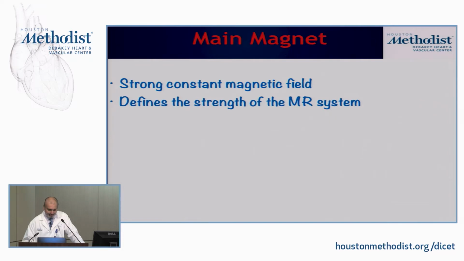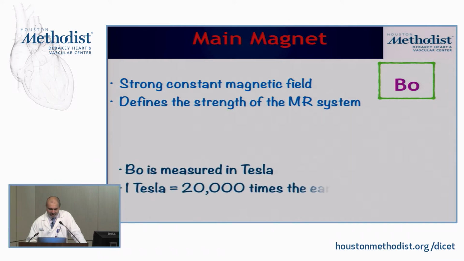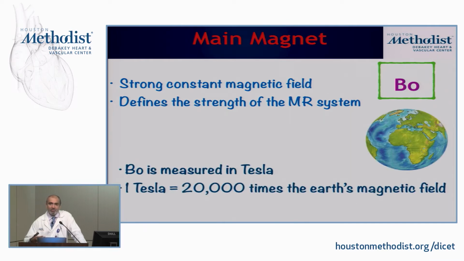Okay, so let's go back now to the main magnet and the main magnetic field. This is a strong, constant magnetic field, and that's really defined by the strength of your MR system. You can think of that as referred to as B naught. Now, to give you an idea, the terminology that we use to define the strength of a magnetic field is a term called Tesla. This is not the car, Tesla, but actually a unit of magnetization. And 1 Tesla is equivalent to about 20,000 times the Earth's magnetic field.